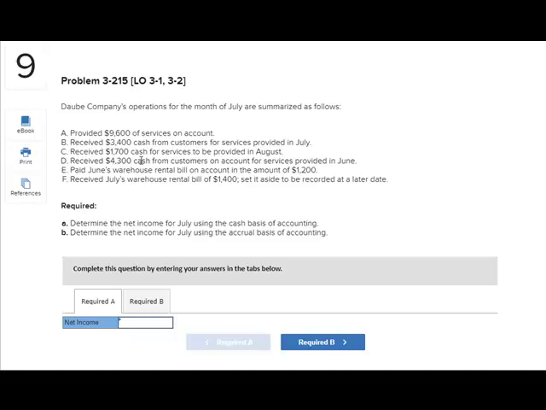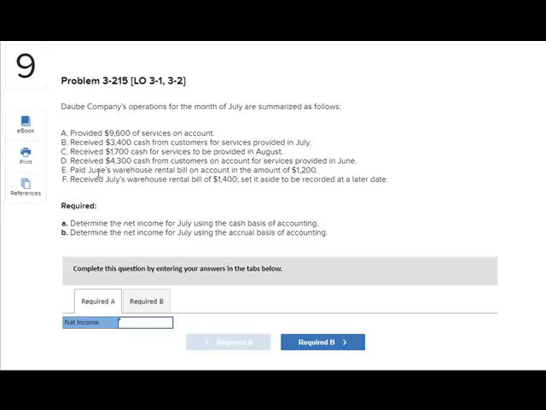Same with this $4,300 in cash. That amount was for services provided in June, but again, we're getting the cash in July, so we're going to count it as revenue in July using cash basis accounting.